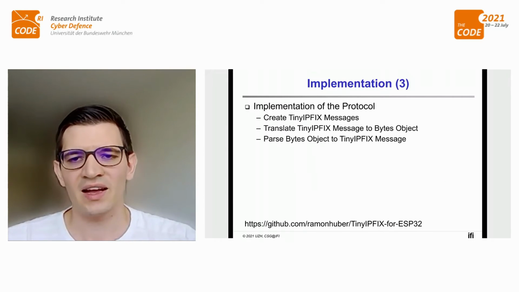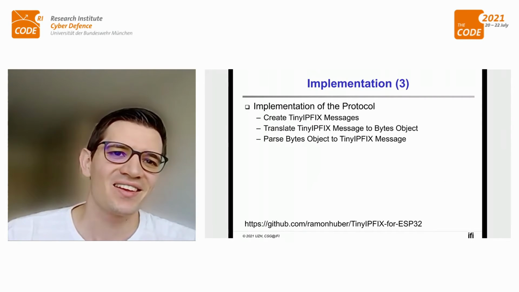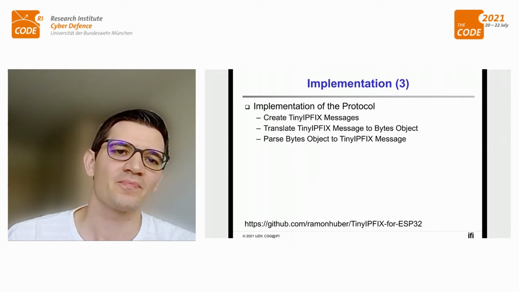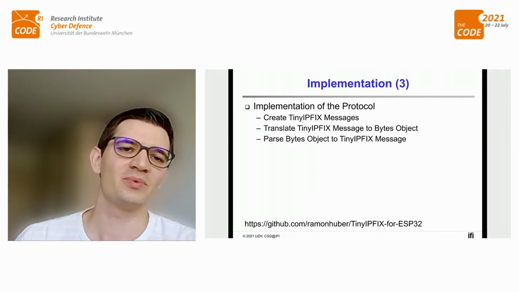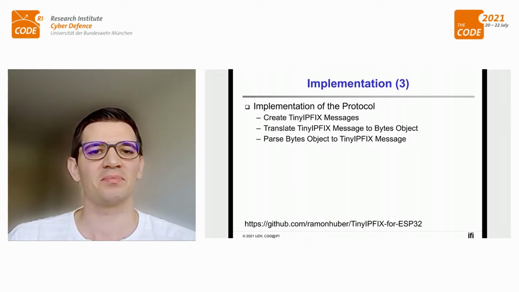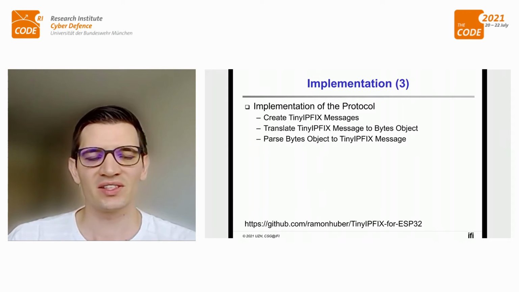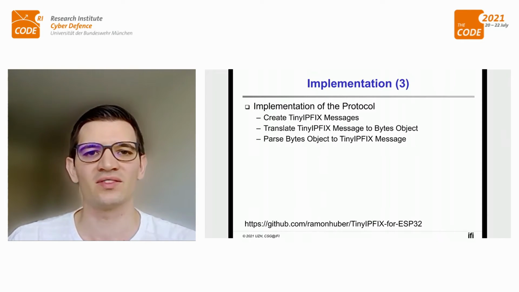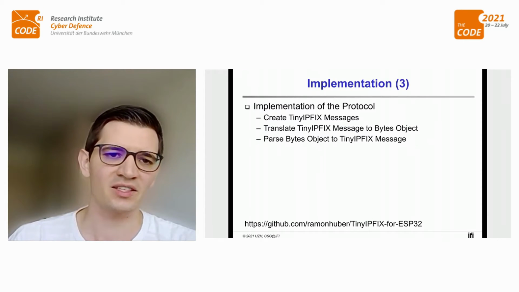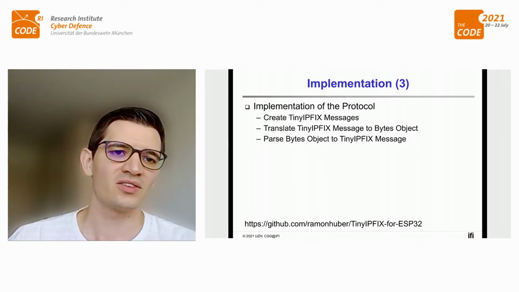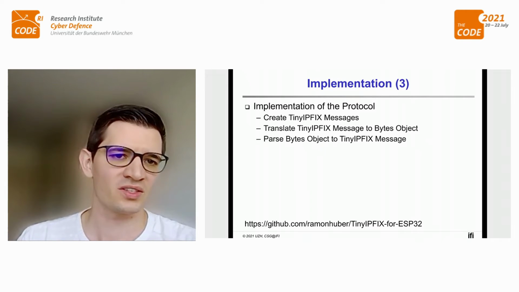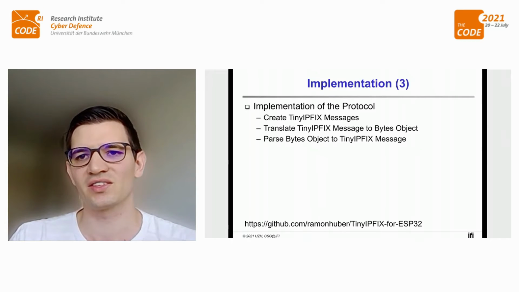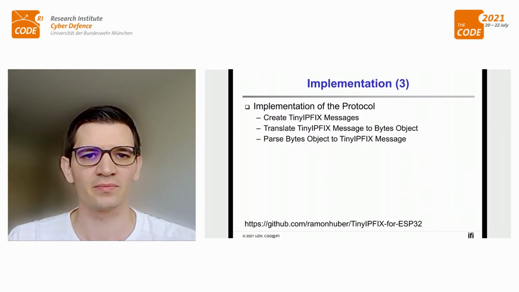Then we had to do some coding. The protocol needed to be implemented. For example, we needed to be able to create TinyIPFIX messages, translate them into bytes objects such that they could be sent over the XBees, and then at the receiver side, parse the incoming bytes and create TinyIPFIX messages out of them again.